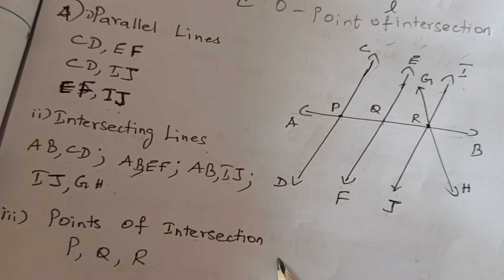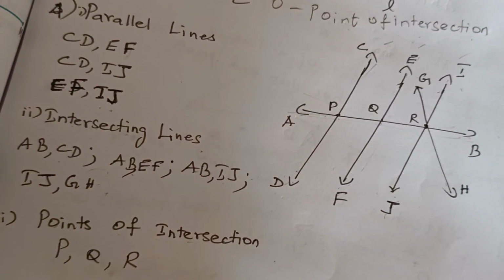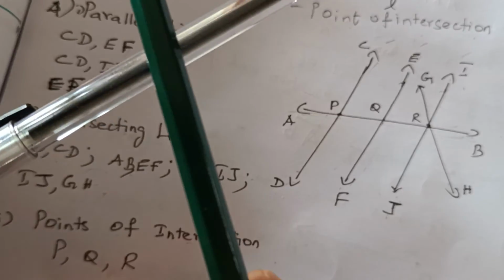Now, points of intersection. When two lines are meeting, at which point do they meet each other?